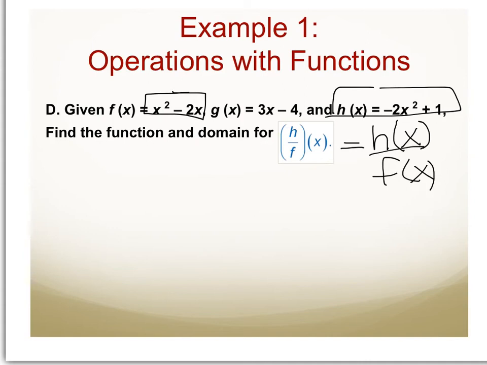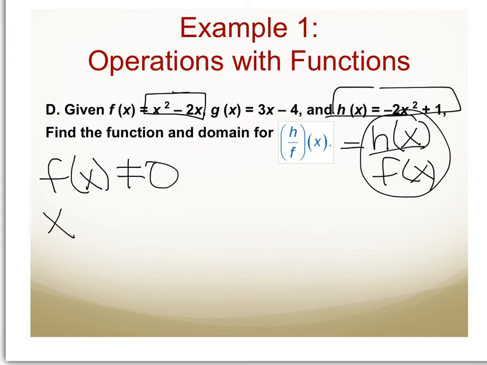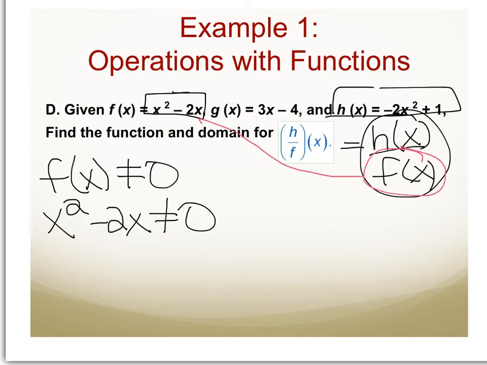we do have to do a little bit of work with our domain. Our domain here is not going to be negative infinity to infinity. Because of us dividing the two functions, we know that f of x, since f of x is on bottom, cannot equal 0. So this implies that x squared minus 2x cannot equal 0. Again, because f of x is on bottom and we don't ever want to divide by 0, we substitute x squared minus 2x for f of x and we state that f of x cannot equal 0. So that's the equation I have written here.